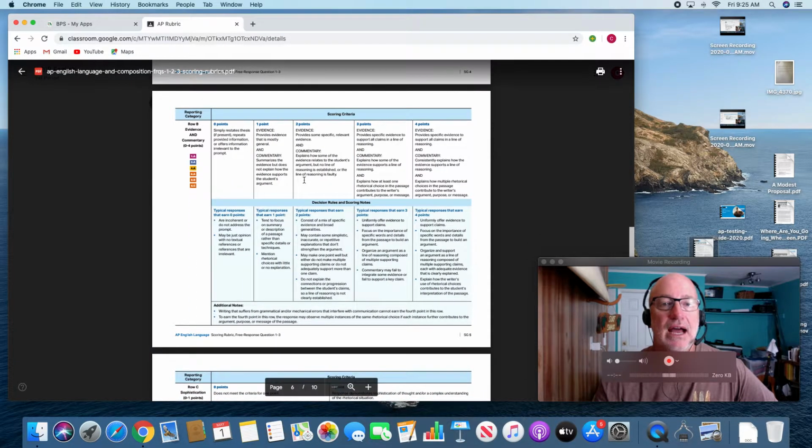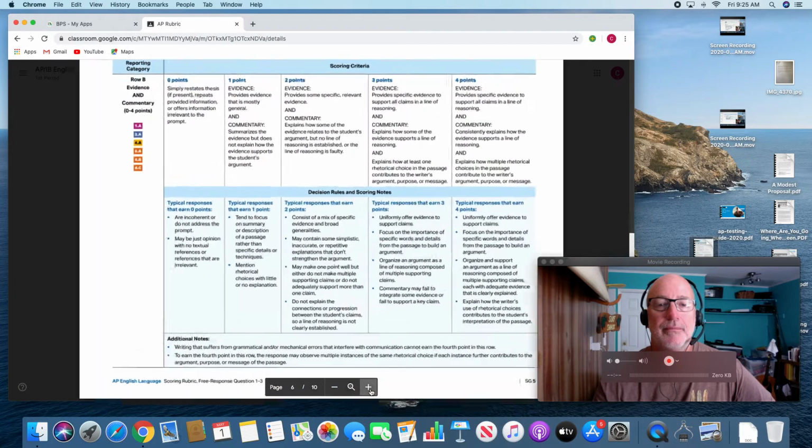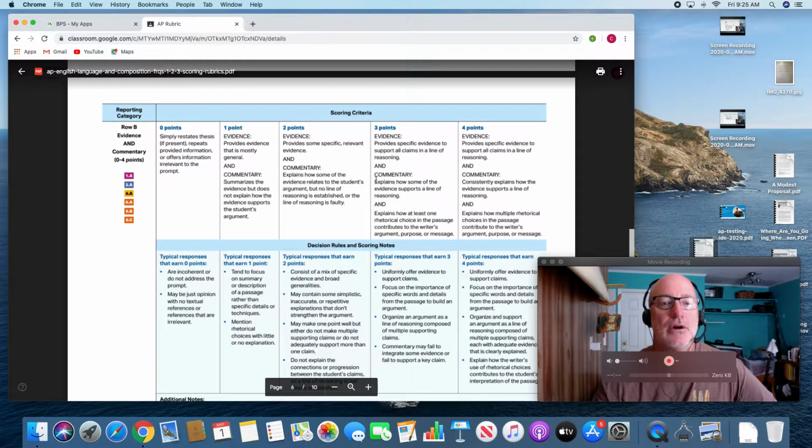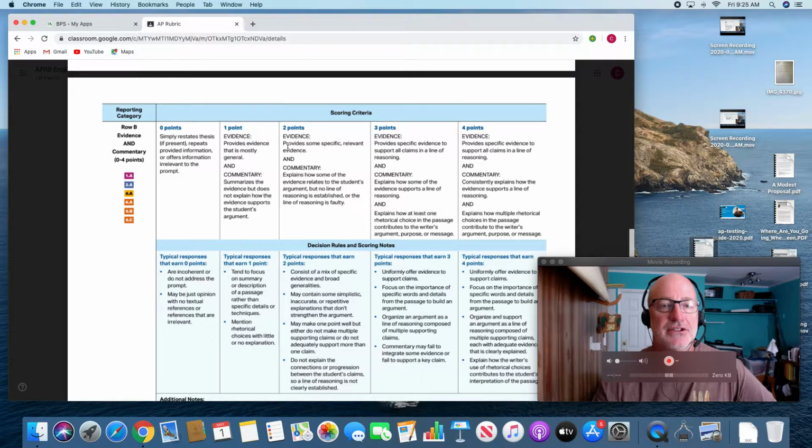When I'm looking at my scoring criteria for row B, for my evidence and commentary, this is what they're suggesting. Provide some specific relevant evidence: okay, 2 points. Commentary explains how some of the evidence relates to the student's argument, but no line of reasoning is established or the line of reasoning is faulty. So if you've misread it or whatnot, okay.